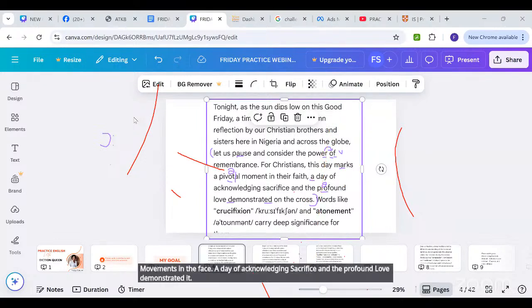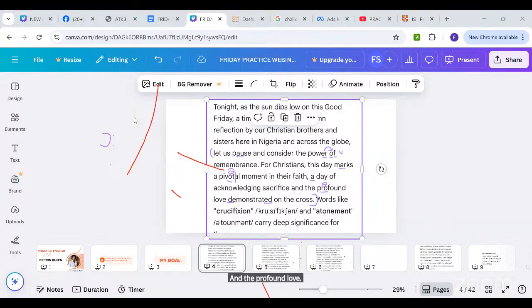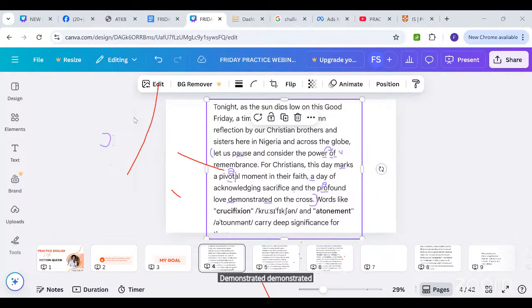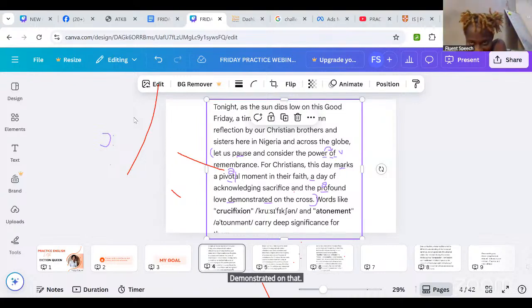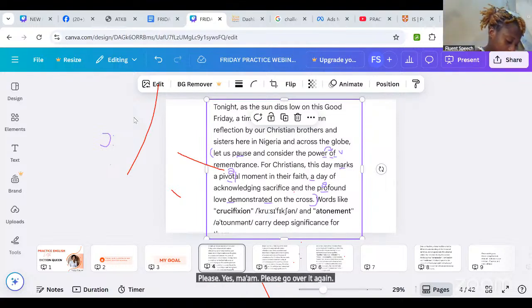demonstrated on the cross. Profound. And the profound love demonstrated on the cross. Can I go over again, please? Yes, ma'am. Please go over it again. Okay, thank you, ma.